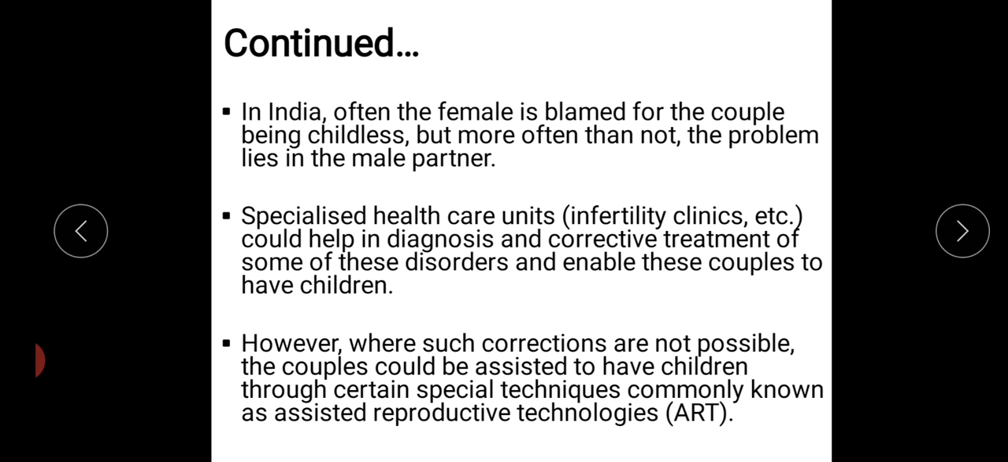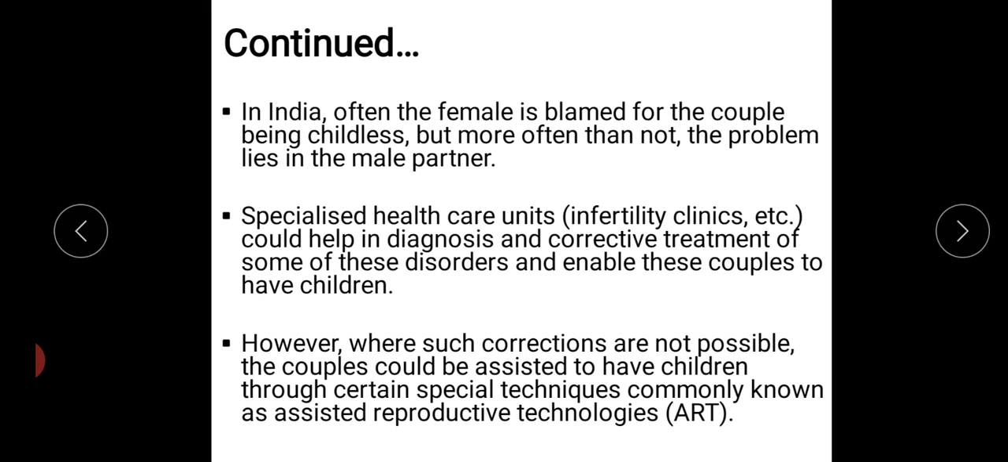So, specialized healthcare units, for example infertility clinics, are clinics which assist you regarding infertility. Like you're infertile, or your partner is infertile, but you can have certain alternative methods through which you can have your baby. Those alternatives are suggested by these infertility clinics. They could help you in diagnosis and corrective treatment. Maybe you have some kind of problem which can be diagnosed and given some medicines, so that the problem could be cured.